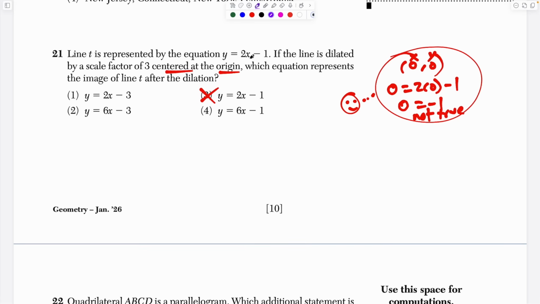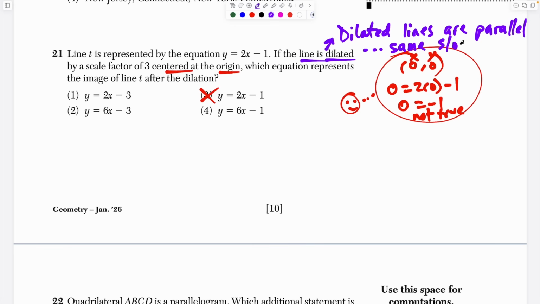Now, the next big idea is that when you dilate a line, the dilated lines are parallel, which means slopes don't change. So I'll just say same slopes. That's a very big idea. So you see how the starting line that we're dilating has a slope equal to 2. Well, if the slope is equal to 2, that means the dilated line is also going to have a slope equal to 2. So now these two choices are out. And just by process of elimination, it has to be choice 1.